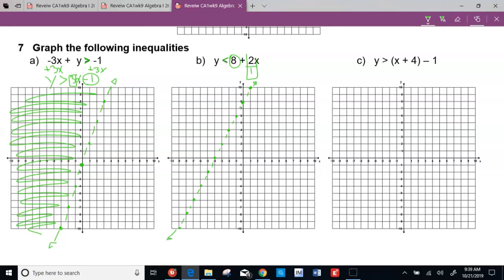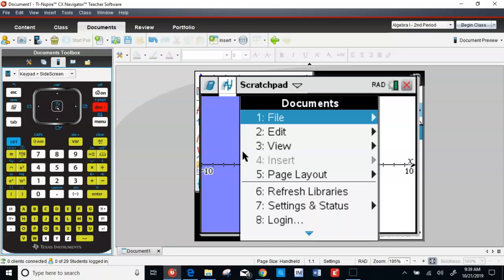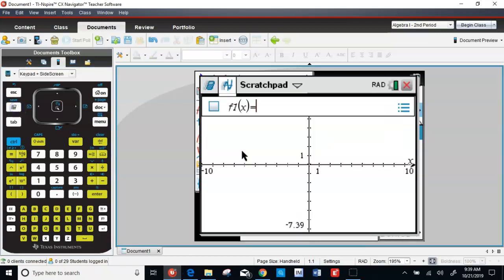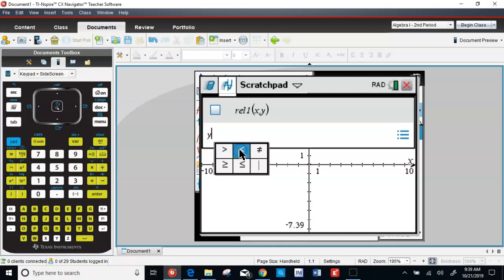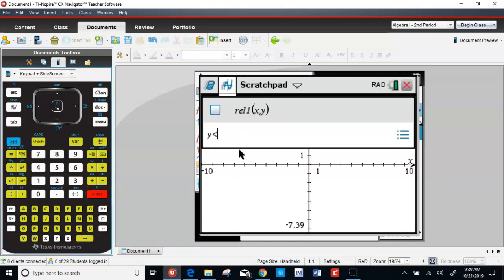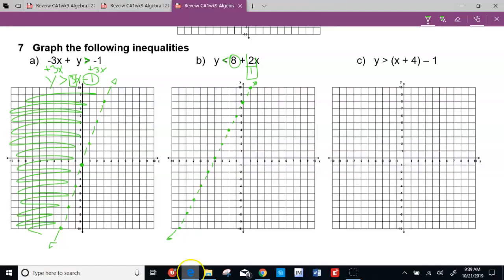Now I need to figure out which side to go ahead and shade. And once again, I'll just use my calculator to verify for me so I don't get it wrong, since I am drawing on this. And delete, remember it's a relation because you cannot graph inequalities with equal signs in them. y is less than 8 plus 2x. Enter. And it's going to be the right-hand side that I shade. So I go ahead and get all this over here.